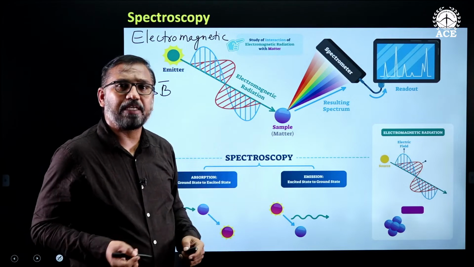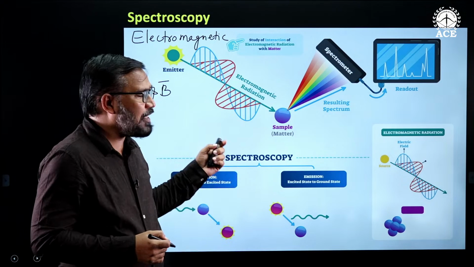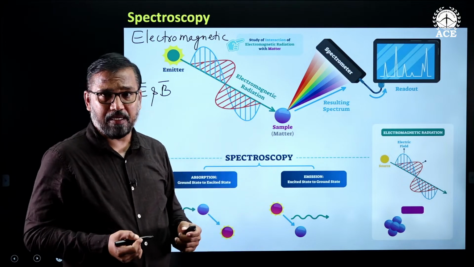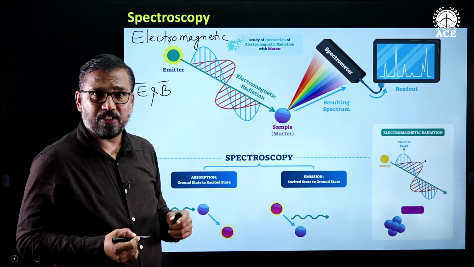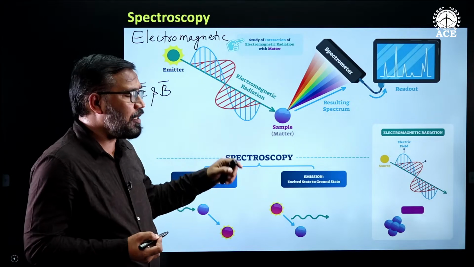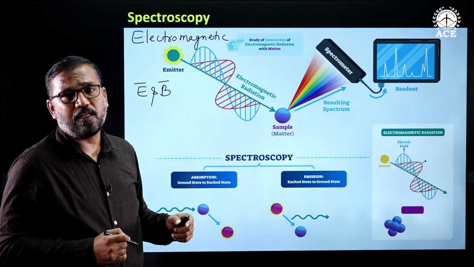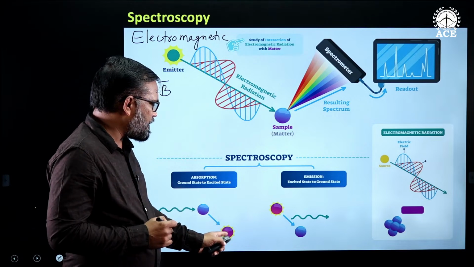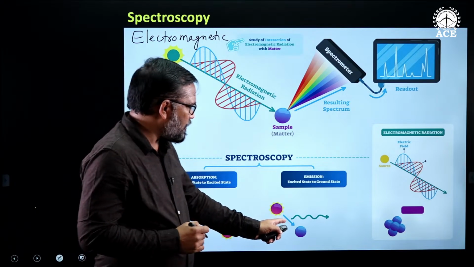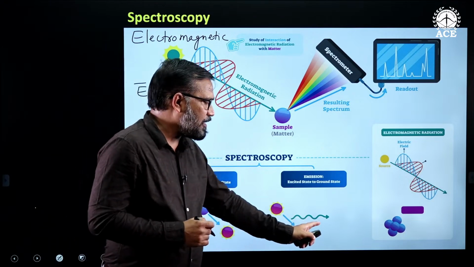Spectroscopy experiments can also be done with the help of a laser. A laser is monochromatic, whereas electromagnetic radiation is polychromatic. So with the help of a laser also we can do spectroscopy. The light is incident, and light comes out. It is absorbing the photon and it is emitting the photon.